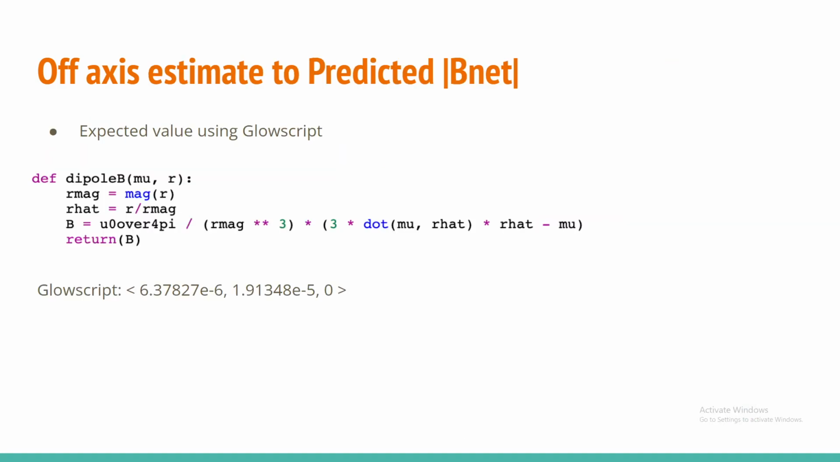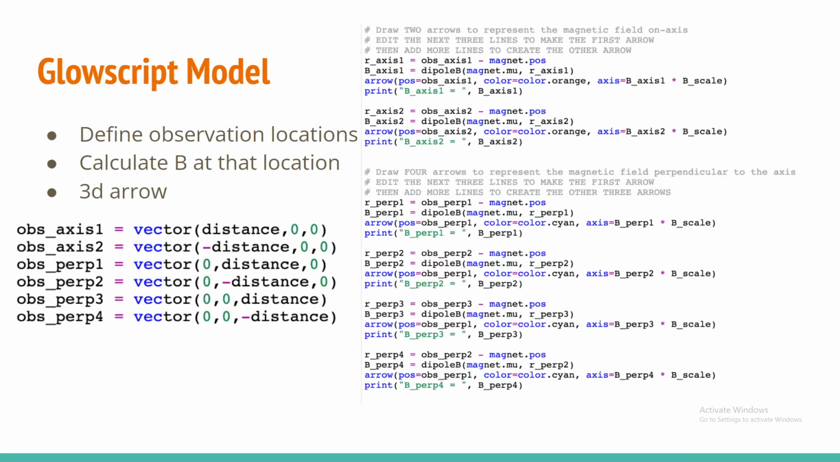To find the off-axis estimate, we use GlowScript, and I've filled out the dipole B function, and B is essentially just the Biot-Savart law, and GlowScript outputted a value of 6.38 times 10 to the -6, 1.91 times 10 to the -50 as the magnetic field vector.